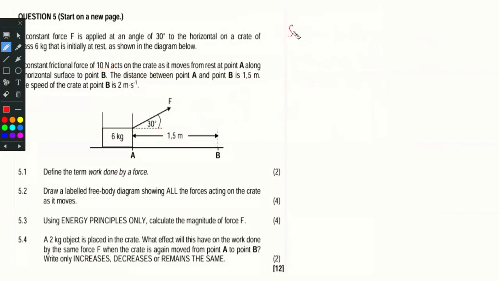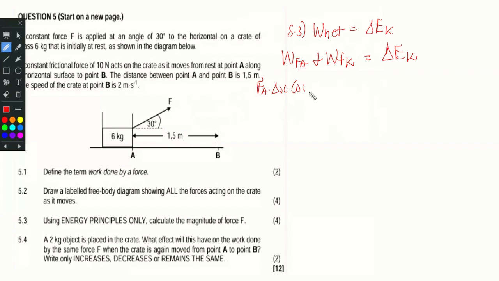formula. Okay, 5.3. W net is equal to change in Ek. So we're going to say work done by force applied plus work done by Fk. Remember, we are trying to calculate that force applied, that F. Let me just write change in Ek, so that I break down everything. So this is force applied delta x cos theta plus Fk delta x cos theta. And then this is half mass Vf squared minus Vi squared.